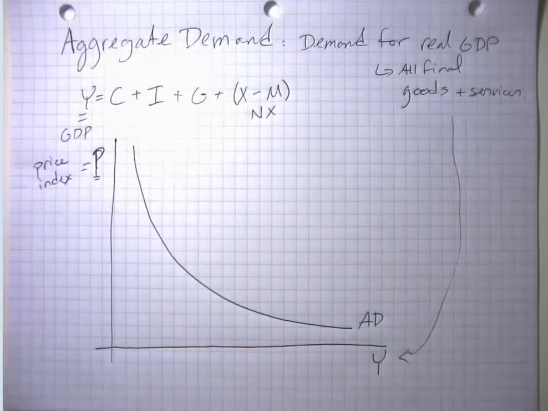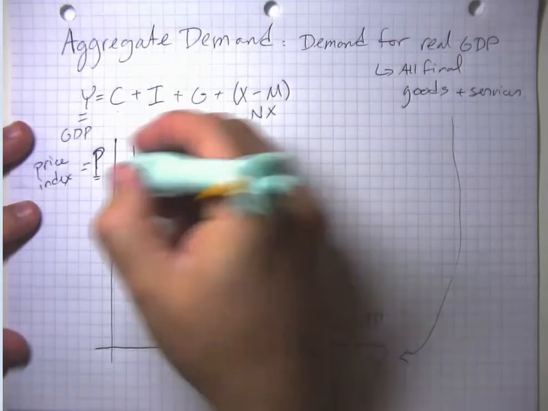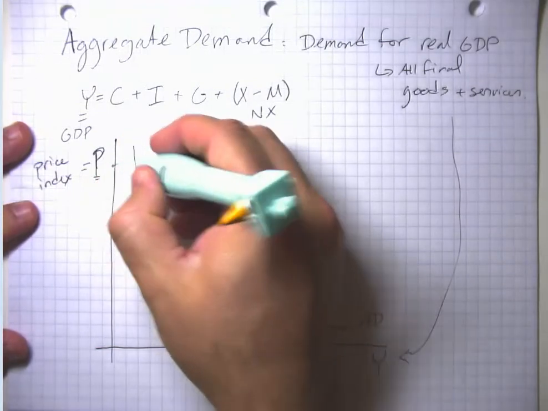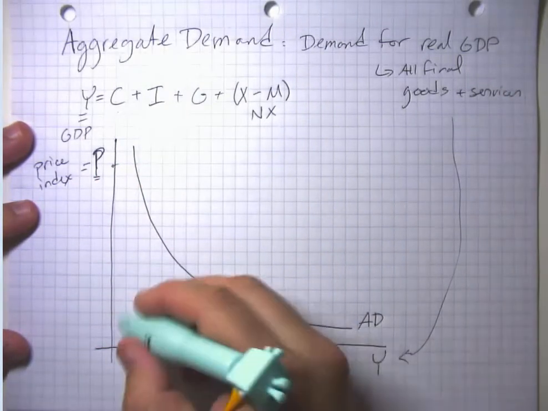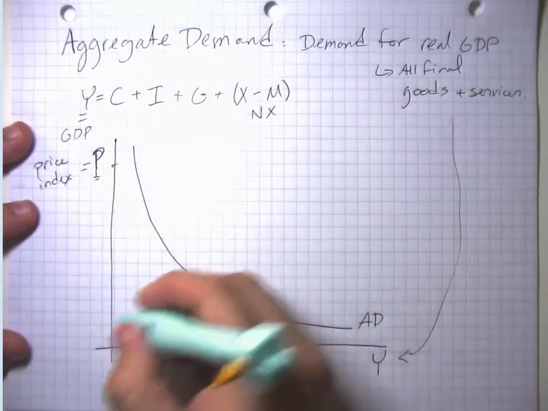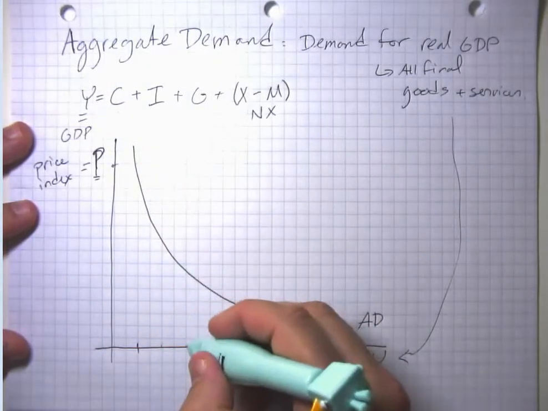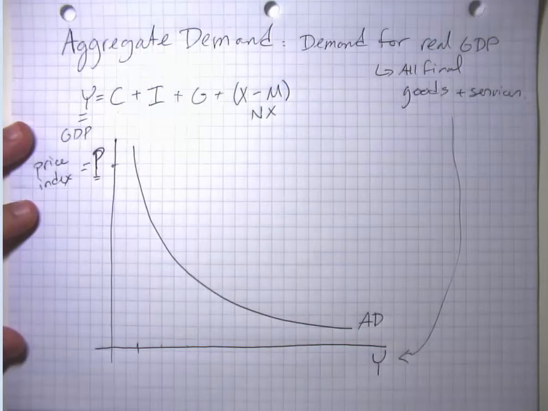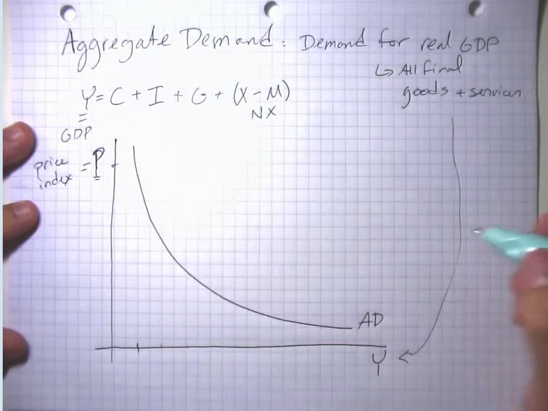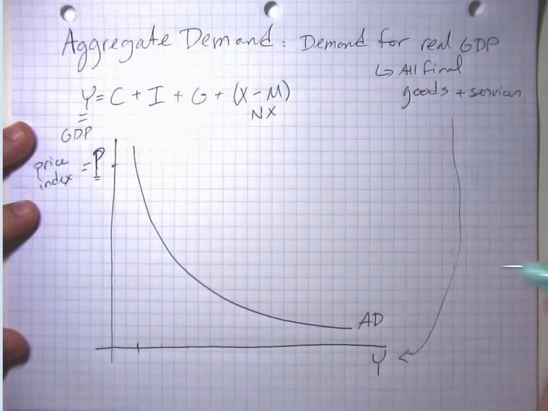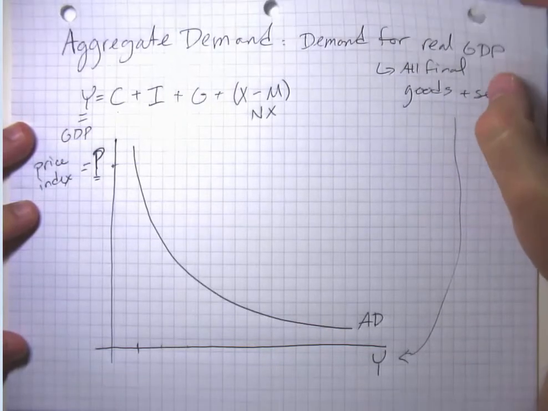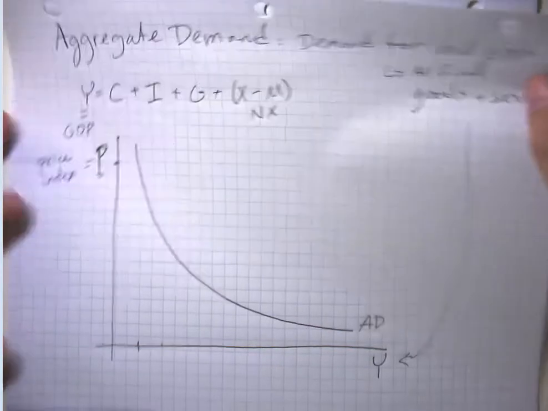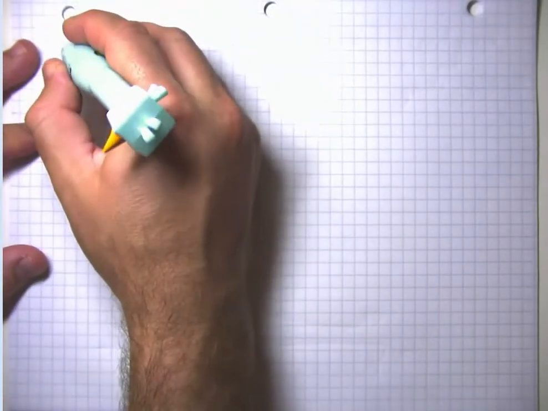And so far, so good. What we're saying here is when prices are high, people don't want to buy that many final goods and services. And when prices go down, then people want to buy more final goods and services. So we're saying there's a negative relationship between these two. And again, we saw this kind of thing in microeconomics. So this should look fairly familiar to you.